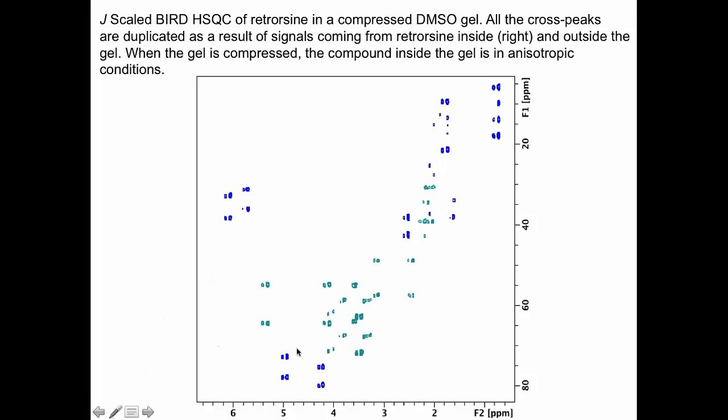But see, this is the compound retrorsine with the gel compressed, and it's not fully compressed. And then you can see here all the signals. To the left, smaller is outside, inside, outside, inside, and you can just collect RDCs in one shot.